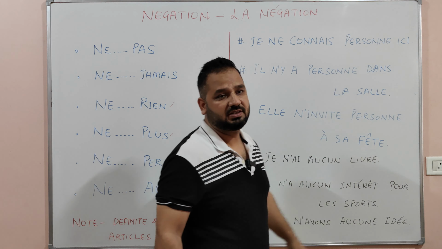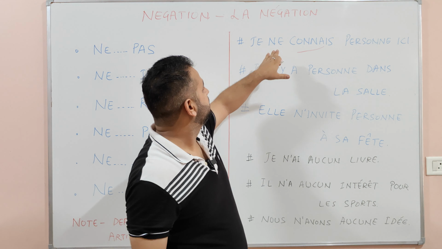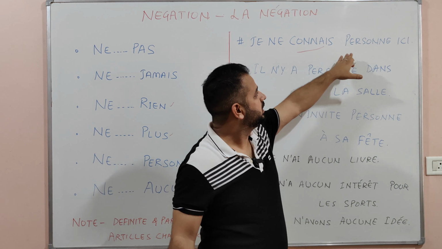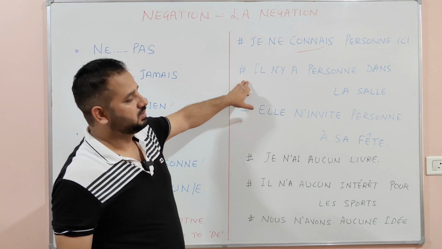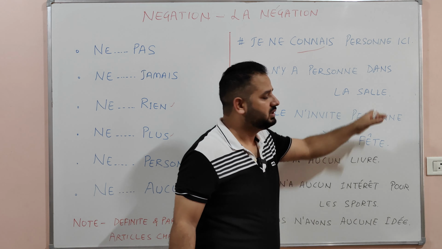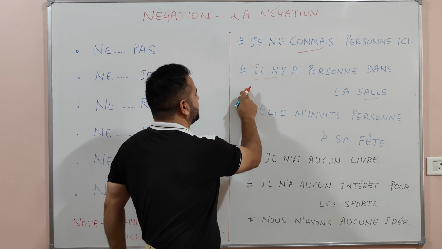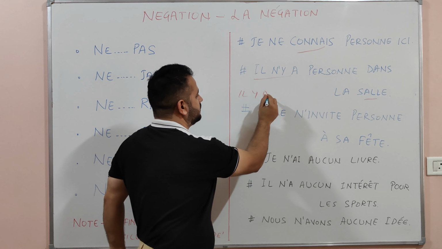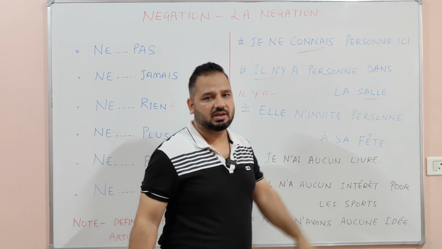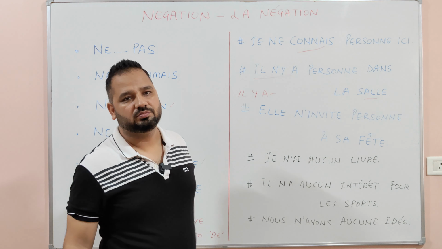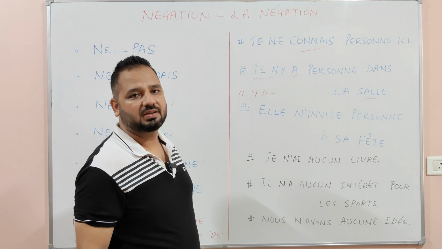Je ne connais personne ici. Connais means to know. The verb we have sandwiched with ne and personne. I don't know anyone here. Next example. Il n'y a personne dans la salle. Salle is room. Il y a is an expression which means there is or there are. Il n'y a personne dans la salle. There is nobody in the room. A is the verb here, with ne and personne. Correct?